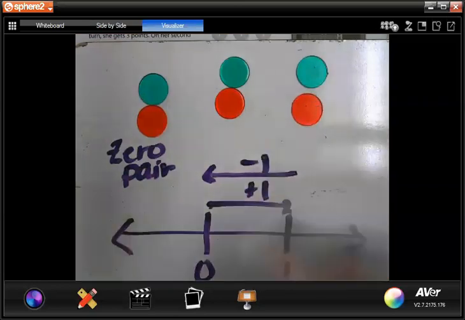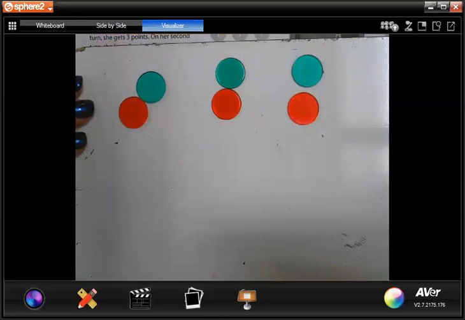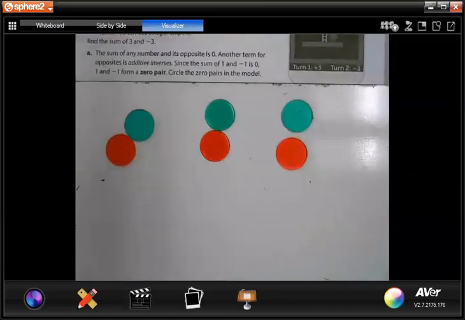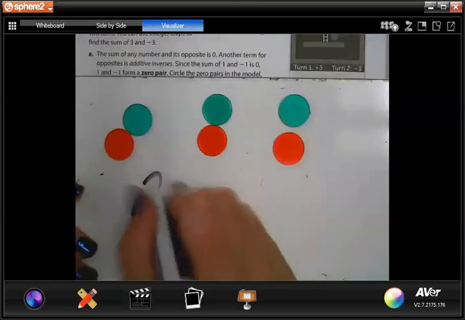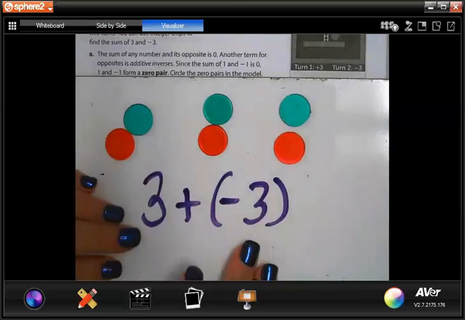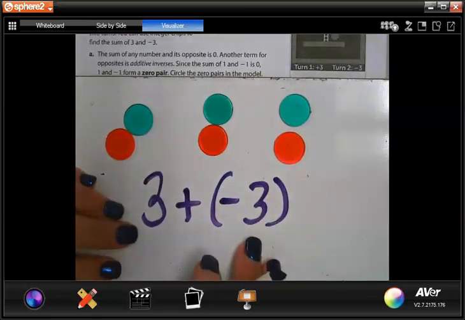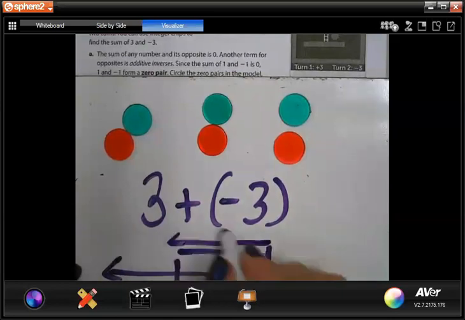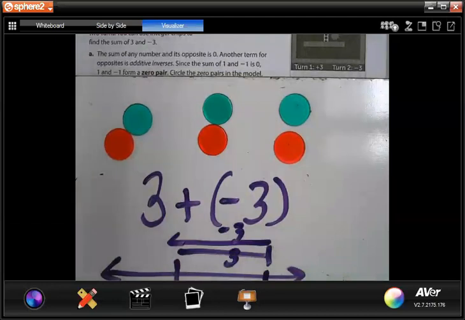They're called 0 pairs. Okay, so if you look at this, the expression that we could actually write from this would be 3 plus -3. Well, these are called additive inverses. They're basically opposites of each other. And if we were to draw this on a number line, up to 3, and then this is -3, guess what? We're back to 0.